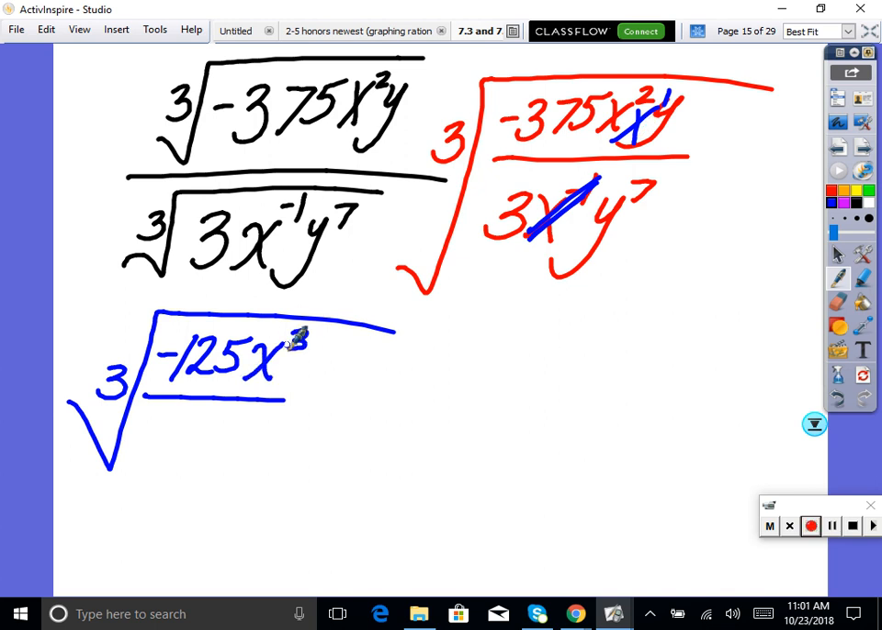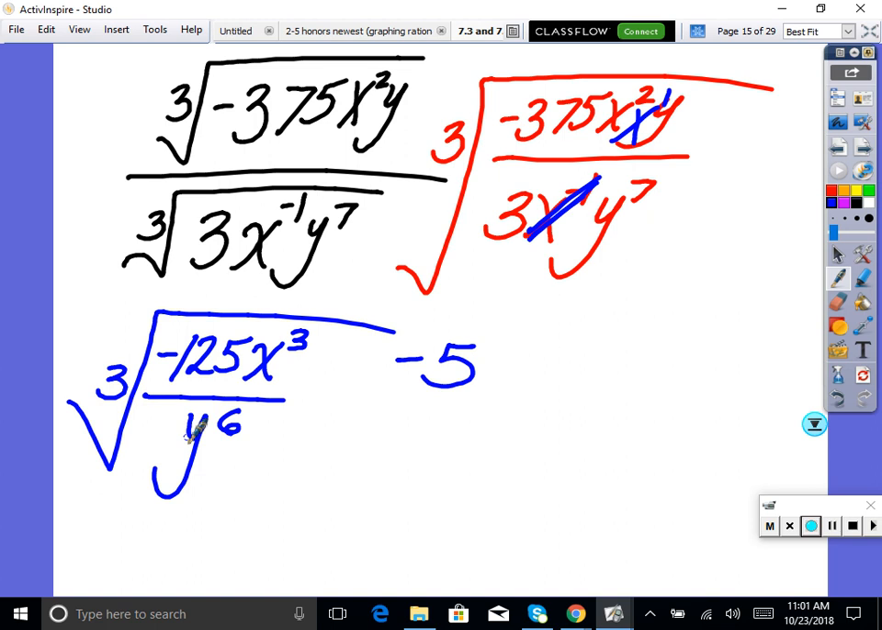Then on bottom, what do we have? y to the 6th. y and y to the 7th. You guys see why we're getting y to the 6th. Now split it apart. The cube root of negative 125 is negative 5. We always pull out the negative if it's under an odd root, right? The cube root of 8 is 2. The cube root of negative 8 is negative 2. It's okay to have negatives under odd roots. It's just the answer is negative.